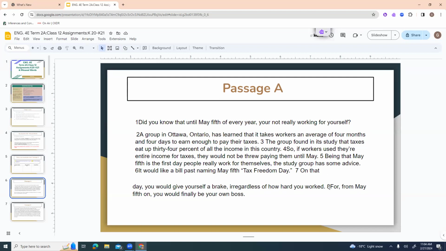So there's 8 sentences there. And remember that there's 10 mistakes for each passage. So some of these sentences may have more than one mistake.